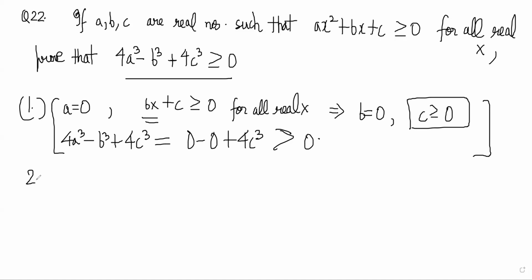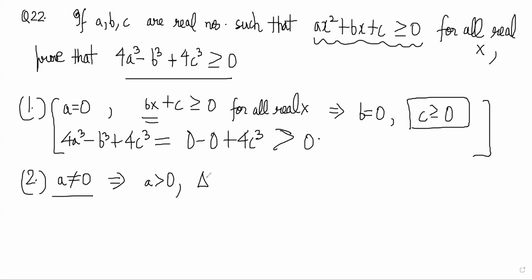So now we will look at the second case where a is not equal to 0. Then the quadratic is always positive, as has been given. The quadratic is always positive, so it implies that it must have a negative discriminant and a positive first coefficient. So the statement of the problem itself implies that if a is not 0, it must be greater than 0 and the discriminant is less than or equal to 0.